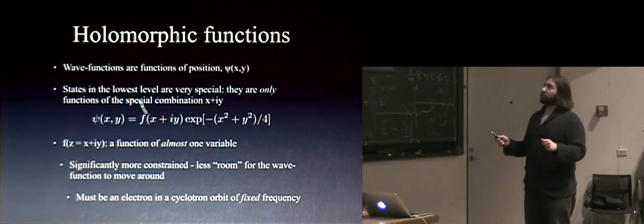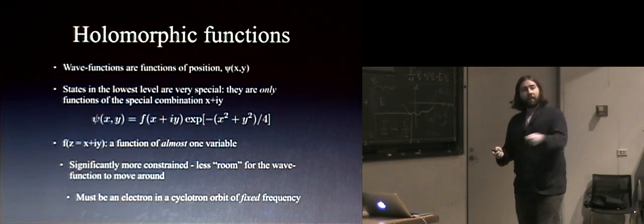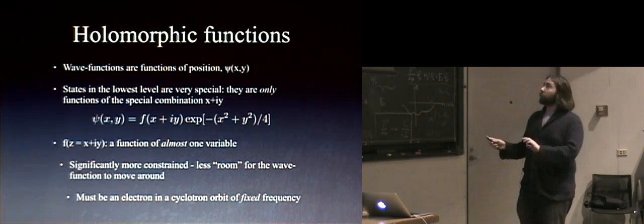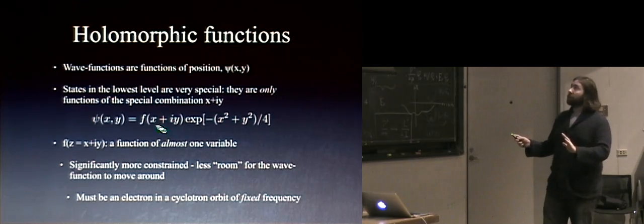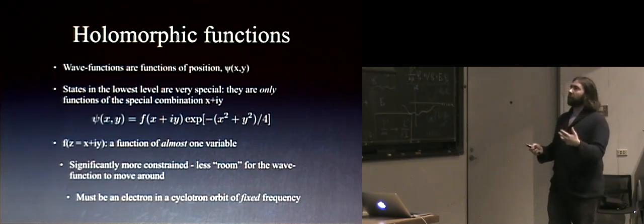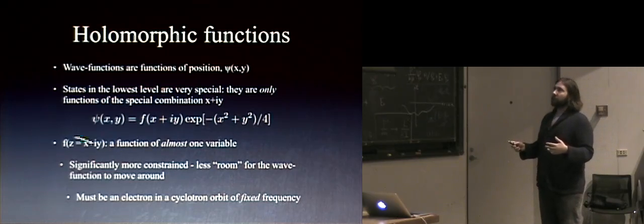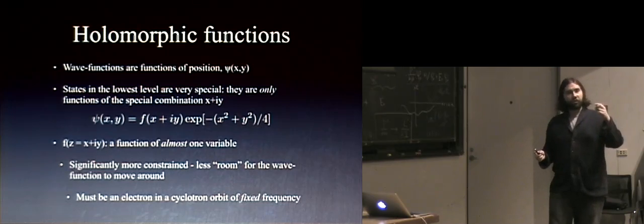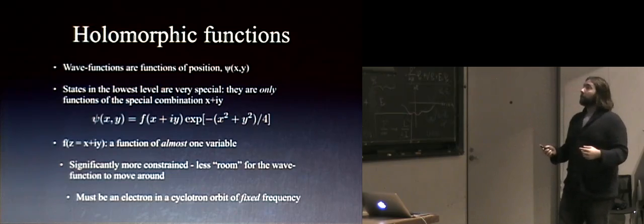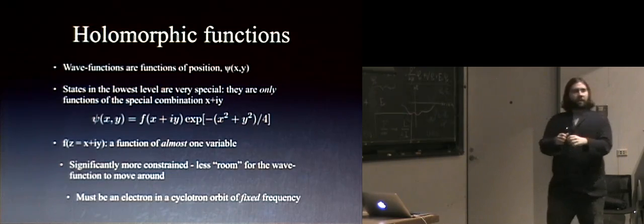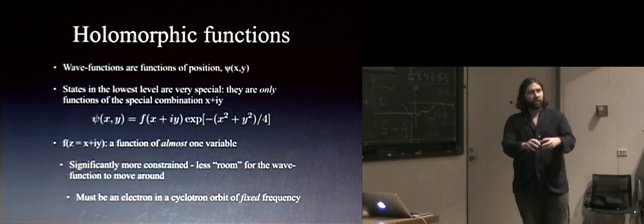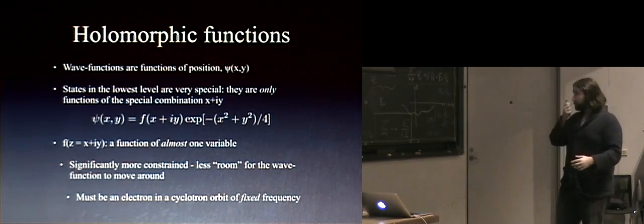Now, if I had something that was a function of x plus iy and x minus iy, I could just rewrite that as a function of x and y. But here the rule is that no, it has to be a function of this very special combination. You can think of this as saying this function is so constrained, it's not really a function of two variables. It's really a function of one variable. And so what that means is that there are fewer ways in which the electron's wave function can be spread out in space.